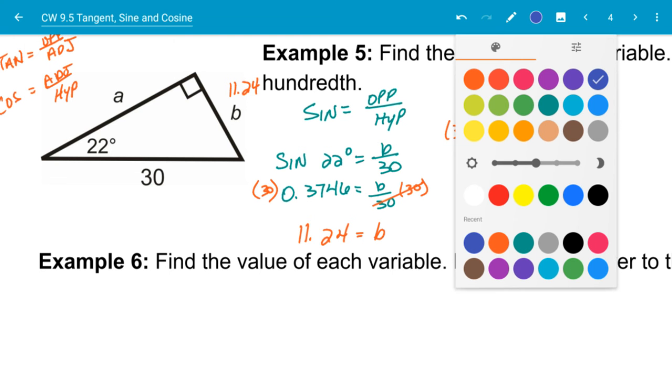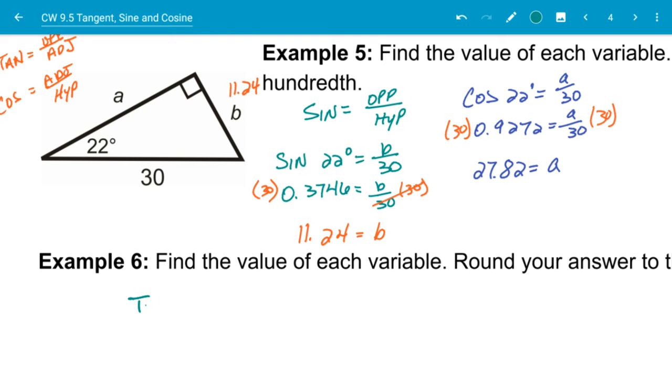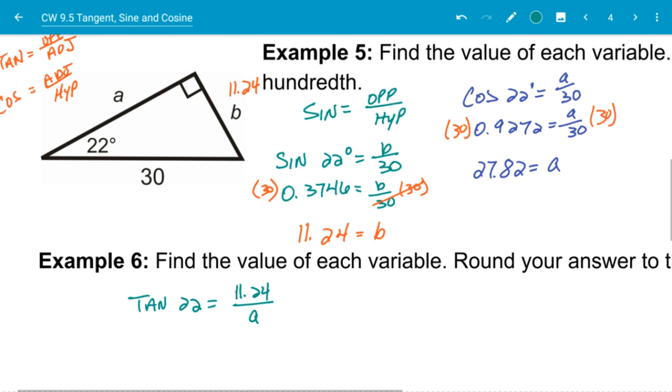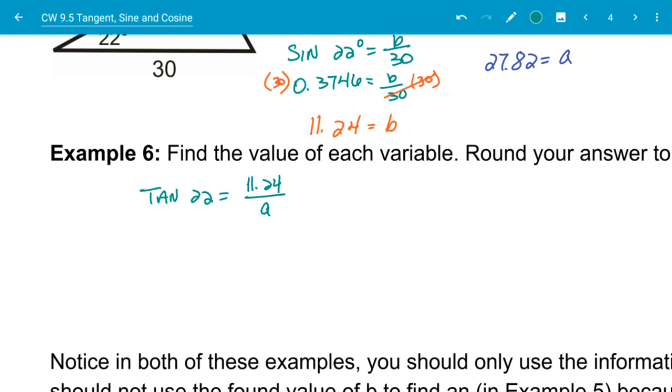The other way that I said I could do this was by using tangent. So I can say tangent of 22 is equal to opposite, which is 11.24, over adjacent, which is my A. In order to do this, I can't have A on the bottom, so I'm going to multiply both sides by A. Then that gives me A times my tangent of 22. Tangent of 22 is 0.404026, but I'm going to leave it as that, is equal to 11.24.